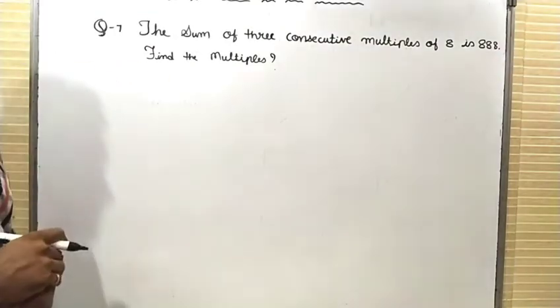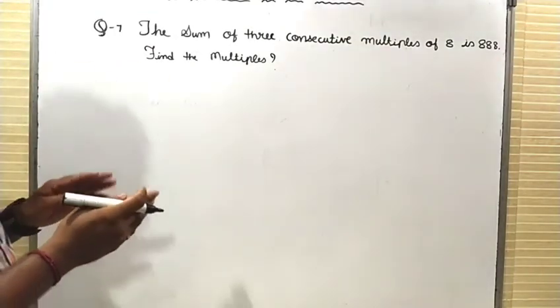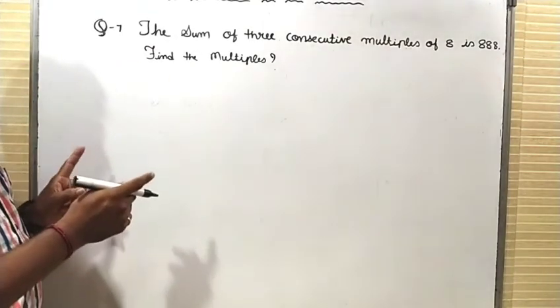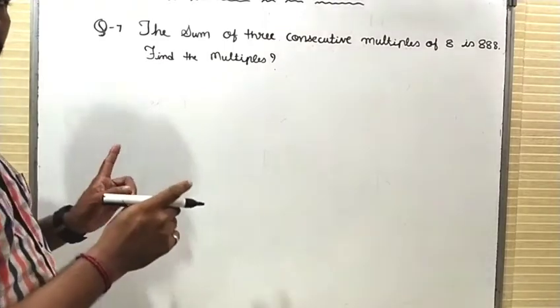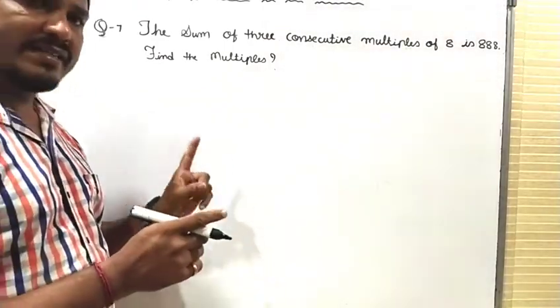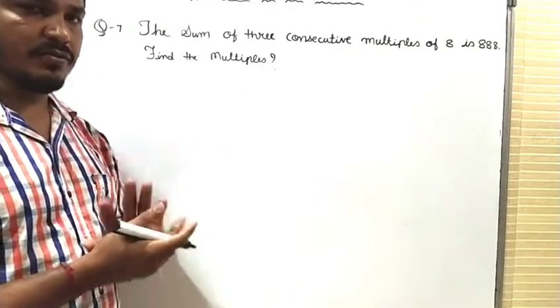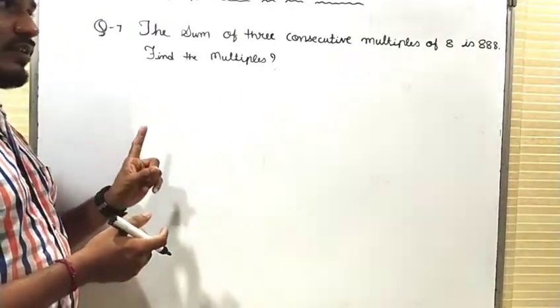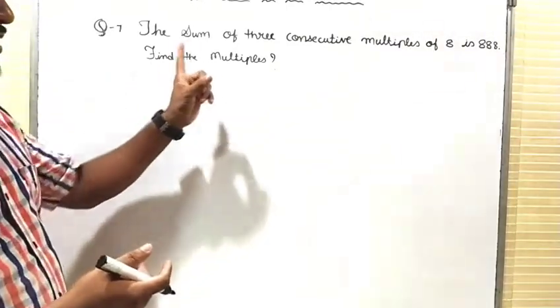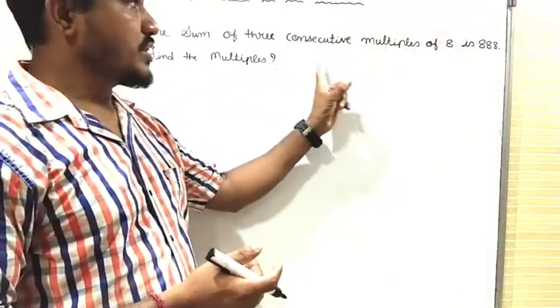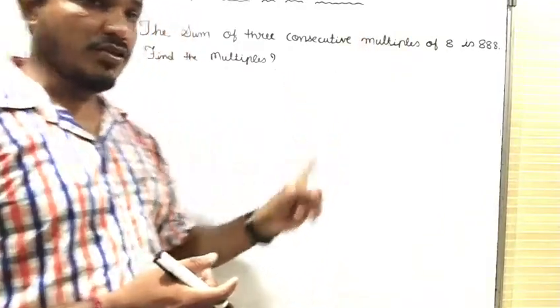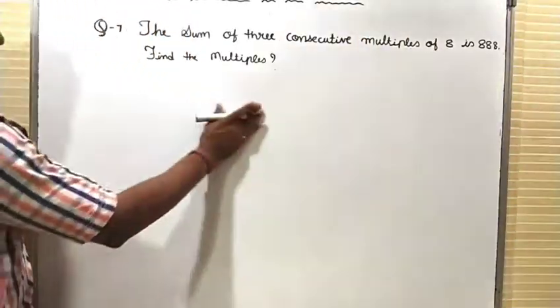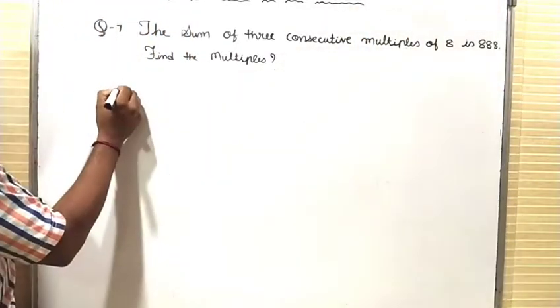Find the multiple. It is actually similar to the previous sum. In the previous sum we took three consecutive integers as x, x plus 1 and x plus 2. Here you have to do the same, but the only change is that they should be consecutive multiples of 8. See how to do it.